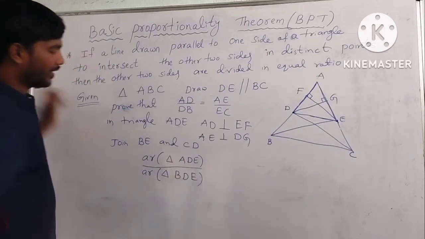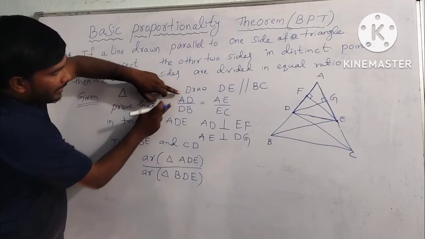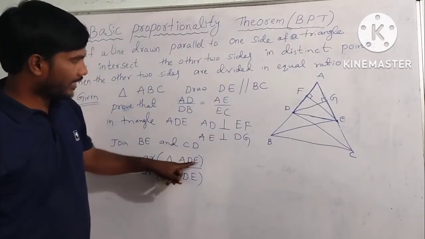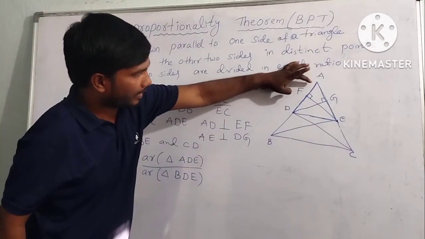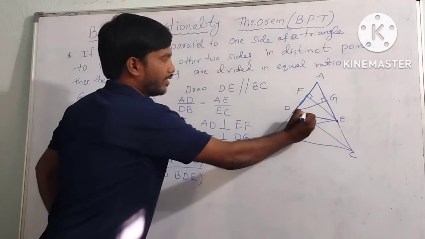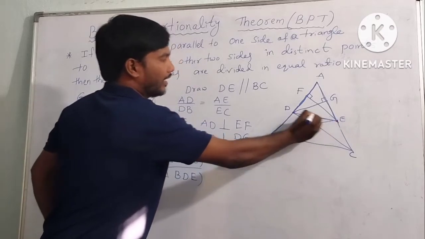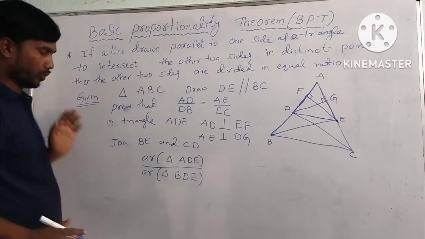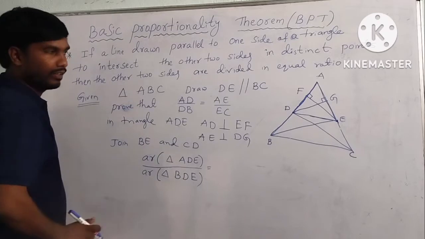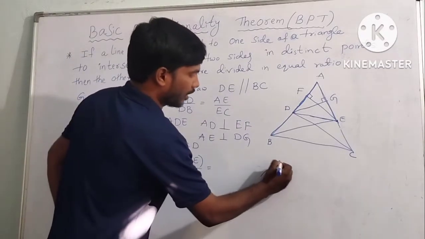Sir, why are you taking these two triangles, ADE and BDE? What we need to prove is AD by DB is equal to AE by EC. If you take triangle ADE, one of its sides is AD, divided by another side we want, DB. That DB side is there in triangle BDE. That's why I am taking these two triangles. Now, what is the area of triangle ADE? One of the triangle's area formulas is there. When you have the base here, just observe triangle ADE.